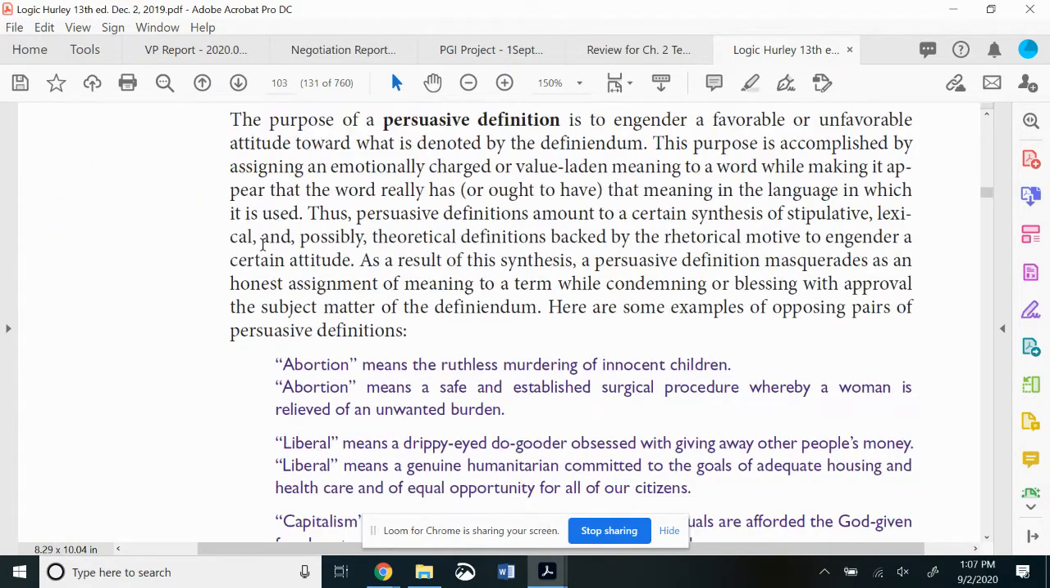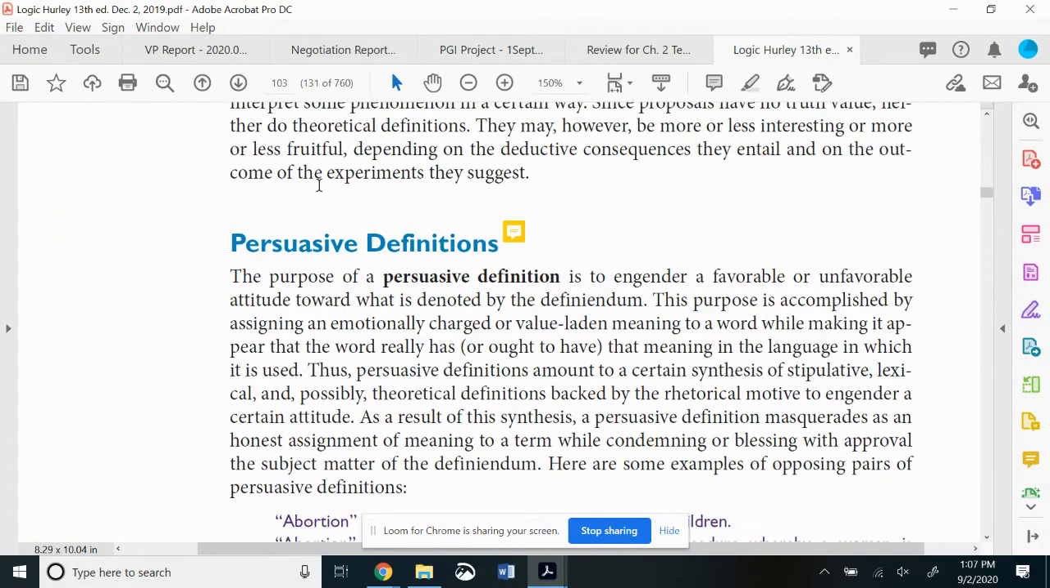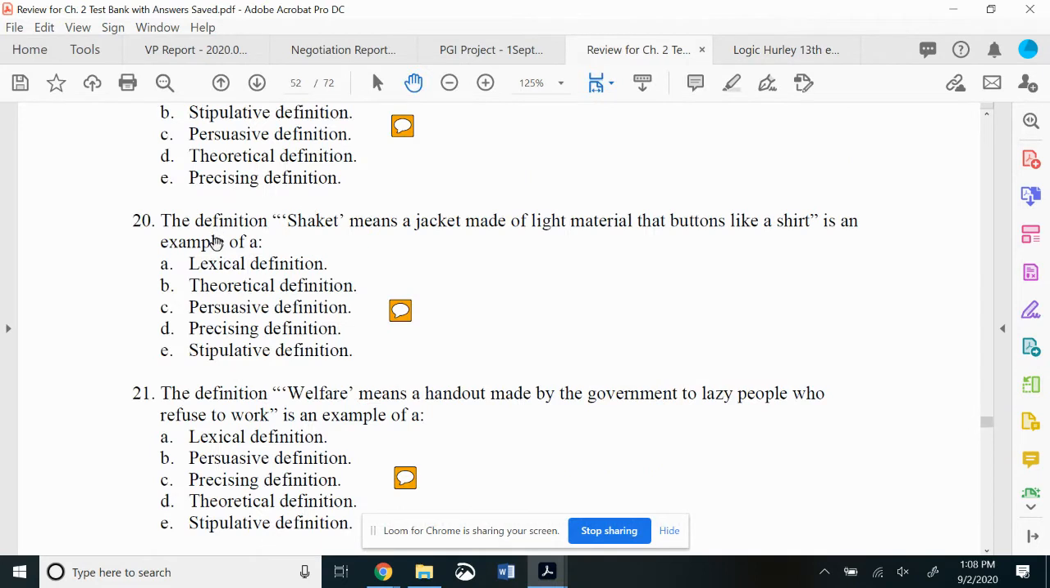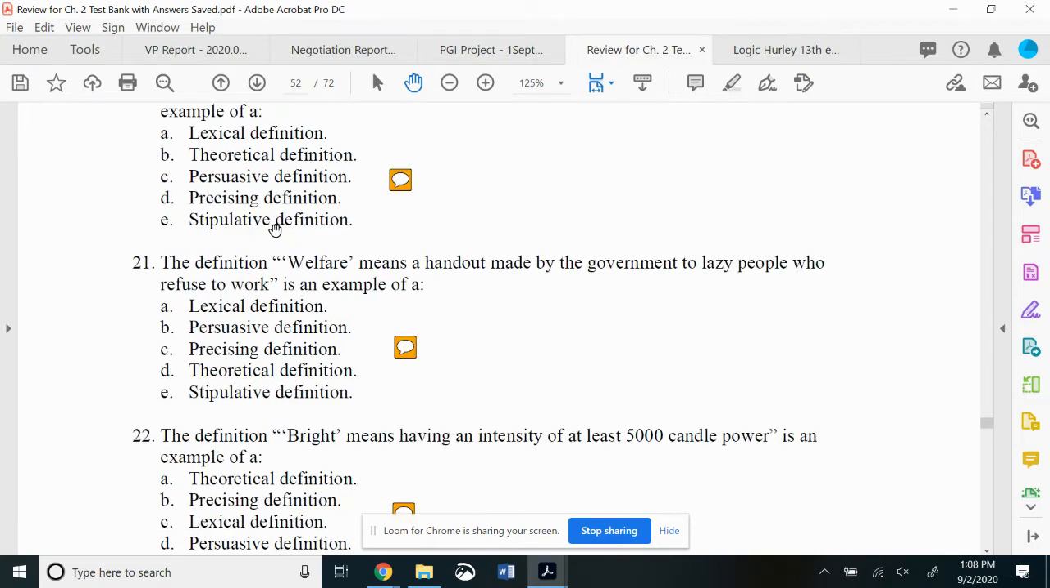4, theoretical, and 5, persuasive. So there's 5 types of definitions. And that's pretty much what you're trying to figure out: how does this definition work? So this definition works by combining 2 words, like email, electronic mail. Okay, so there's a bunch. You can look in that section.